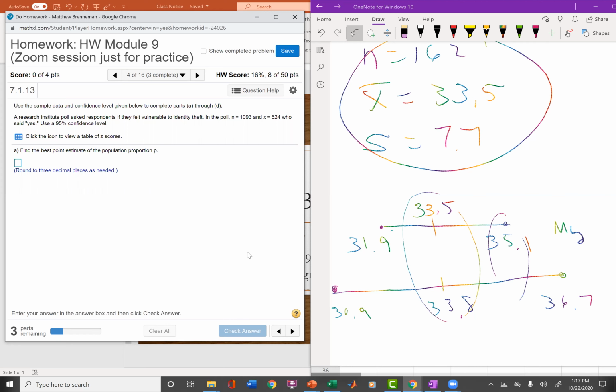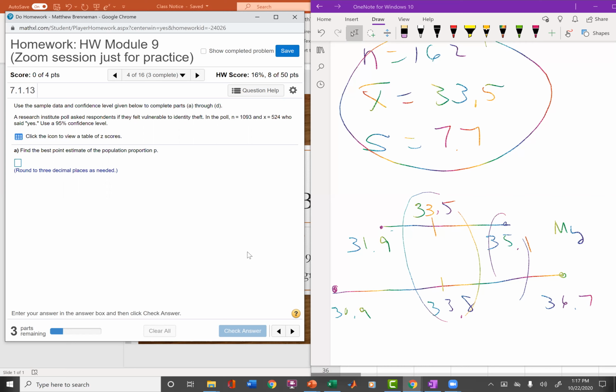All right. So let's see, use the sample data and the confidence level given below to complete parts A through D. A research institute poll asked respondents if they felt vulnerable to identity theft. In the poll, the sample size was 1,093, and X equal to 524 who said yes. Use a 95% confidence interval.